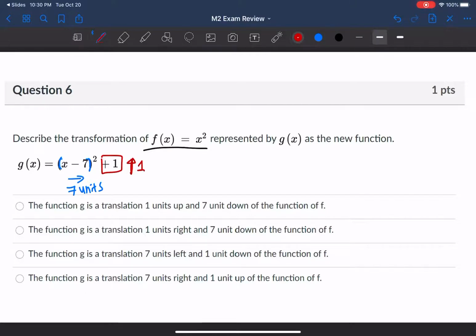The function g's translation 1 unit up and 7 units down? Nope, not correct. 1 unit right? Nope. 7 units to the left? Nope. Last one. g is a translation 7 units right and 1 unit up. So that's correct. So the last one is the answer.